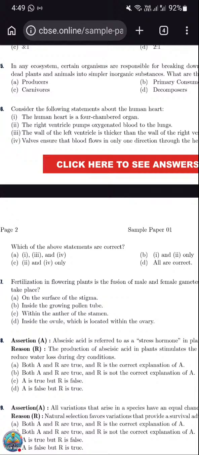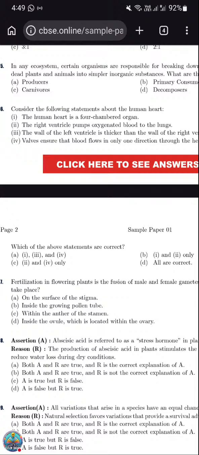1, 3 and 4. Why are you not giving answers? Be attentive. Option number 1 is correct. See, which one is correct, they are asking. Option number 1 is correct: human heart is 4-chambered.